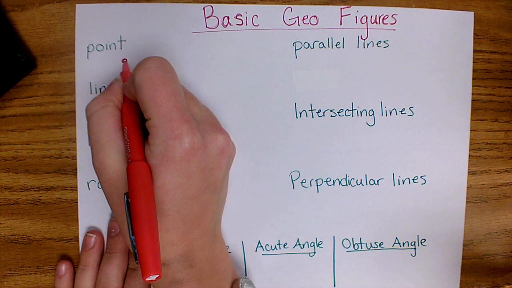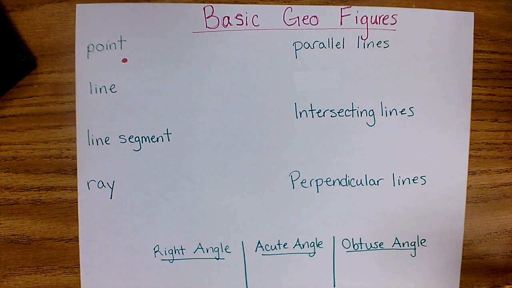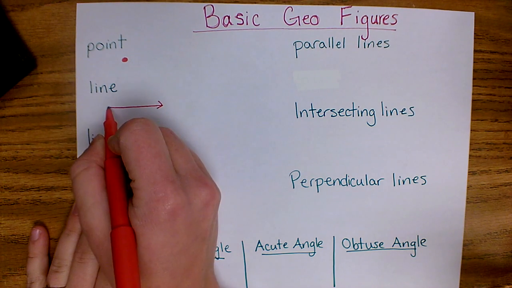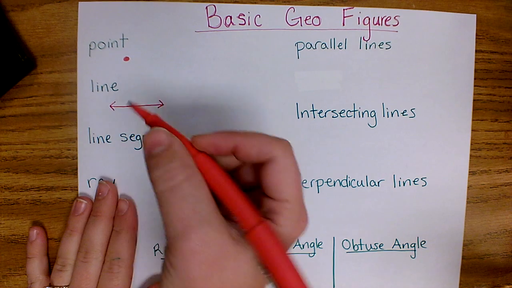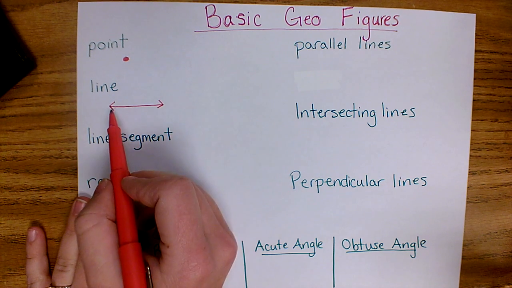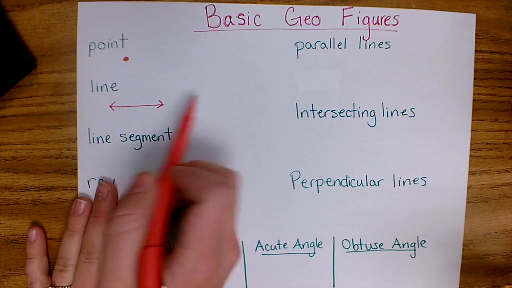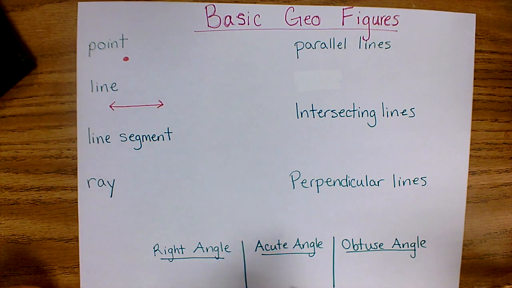Point actually is trickier to them because they have to memorize its definition, which is a location in space. And of course they want to think outer space, but it really just means anywhere. And they have to know it doesn't have any length, width, or height. A line, they learn, is a collection of those points that goes on in either direction. They have to understand the definition and be able to recognize and create a line using the arrows to show that it goes on in either direction.